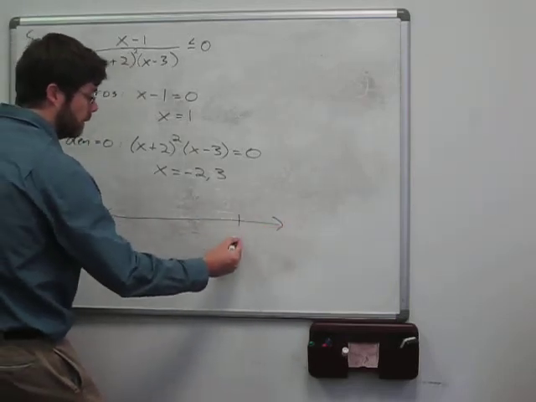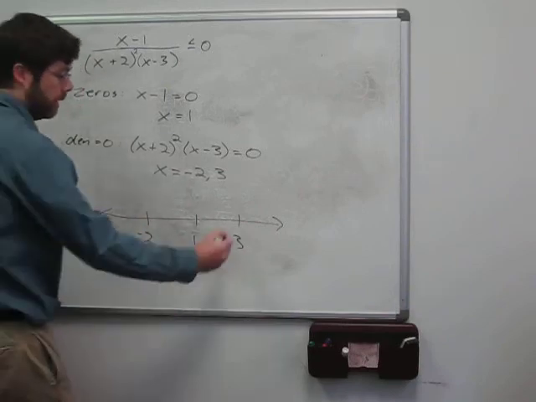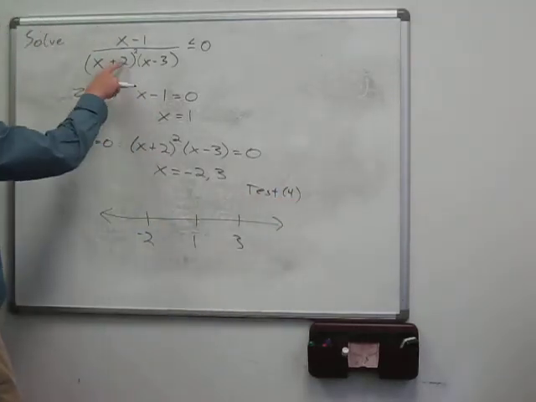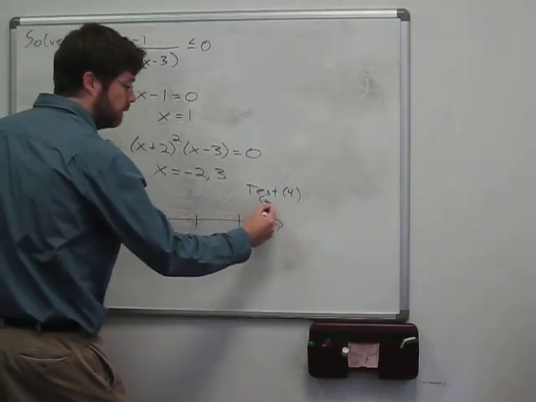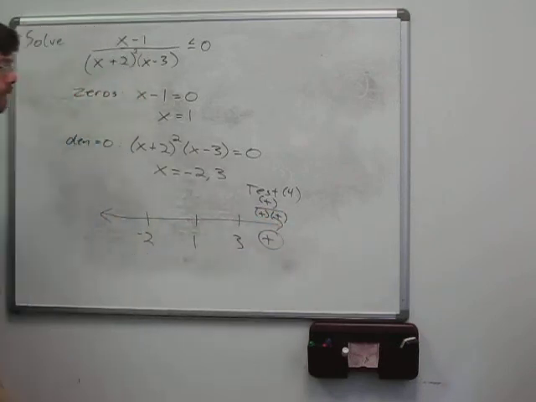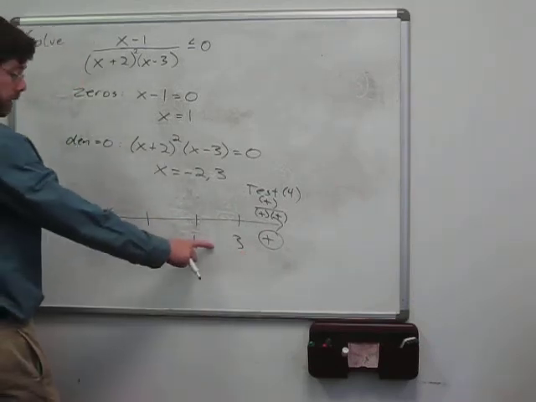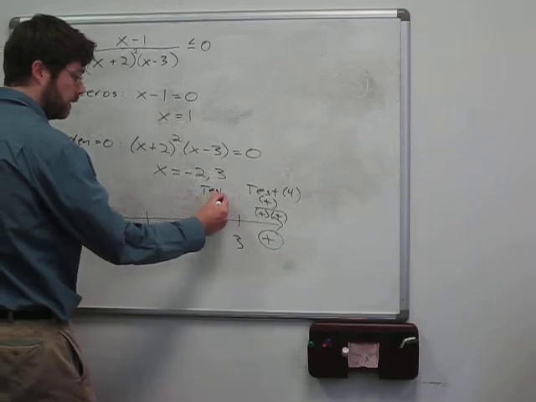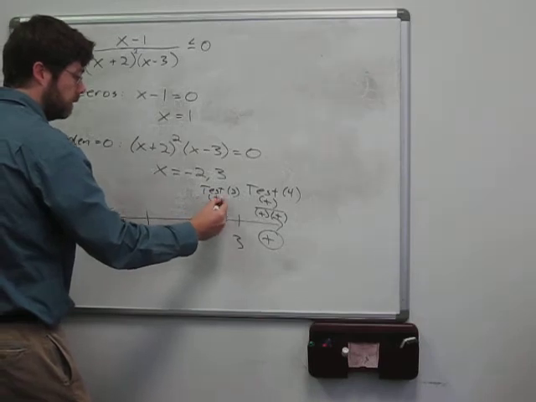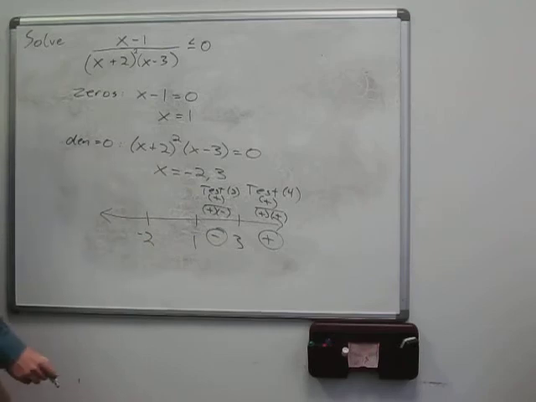Let's put those values on a number line and test the intervals. On the right interval, we can test 4. It's a positive divided by a positive times a positive. Our function is going to be positive for values greater than 3. This interval we can test 2. We get a positive over a positive times a negative. So our function is negative in that interval.